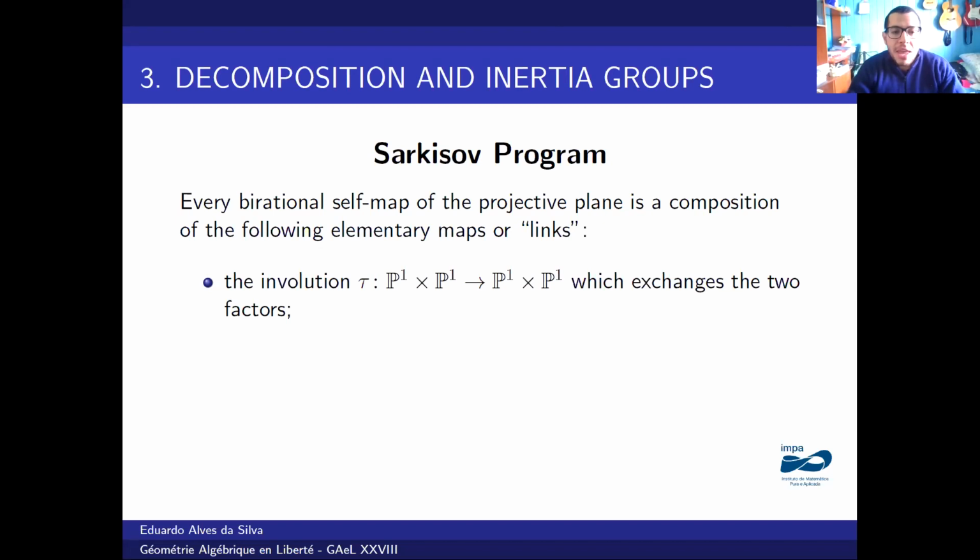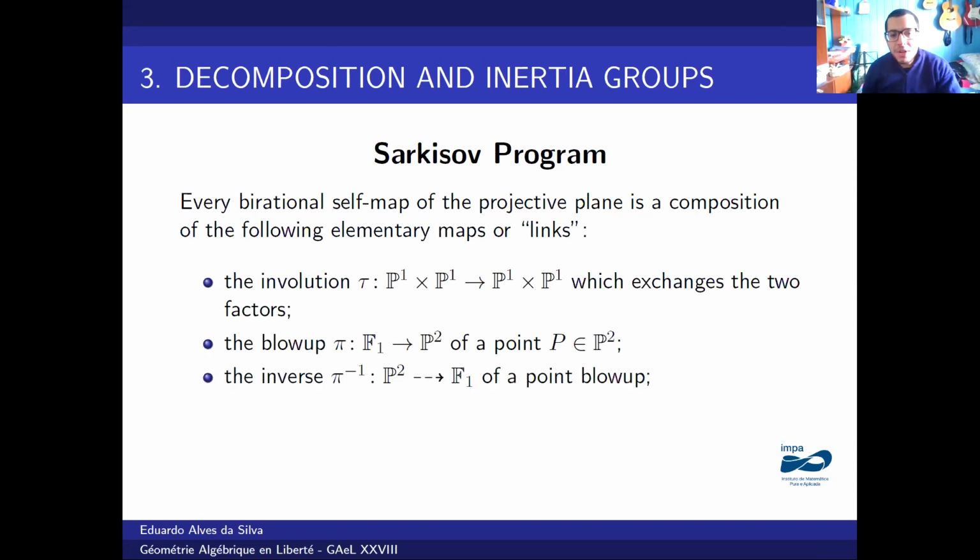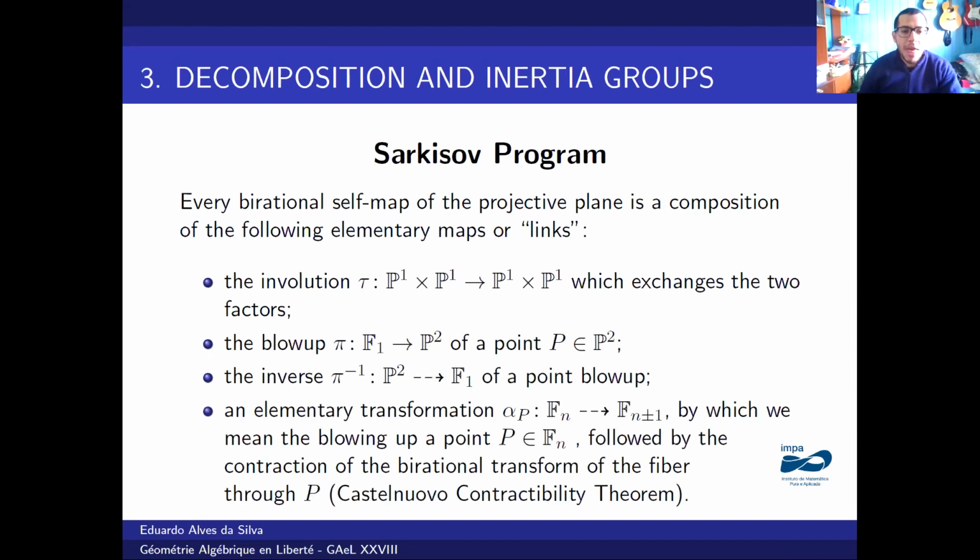The first possibility is an involution tau of P1 cross P1, which exchanges the two factors; the blow-up pi of a single point of P2, and its inverse, a point blow-up; and an elementary transformation between Hirzebruch surfaces, by which we mean that we blow up a point P in some Fn, followed by the contraction of the birational transform of the fiber through P, due to the Castelnuovo contractibility theorem.